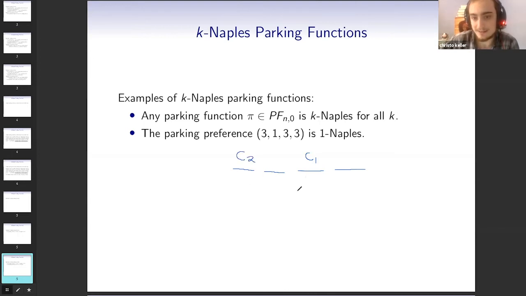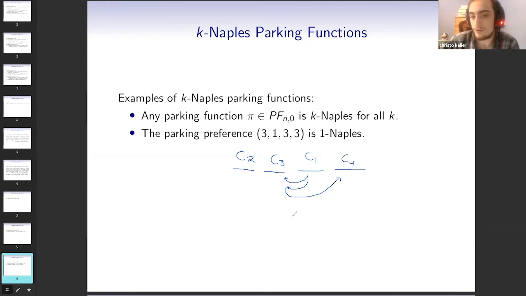The third car wants to park in the third spot, but it sees that it's full. But now it's able to parallel park one back, and it parks there. And then the fourth car tries to park in the same spot, sees that's full, sees it can't parallel park, and so it moves forward and parks in the last spot.